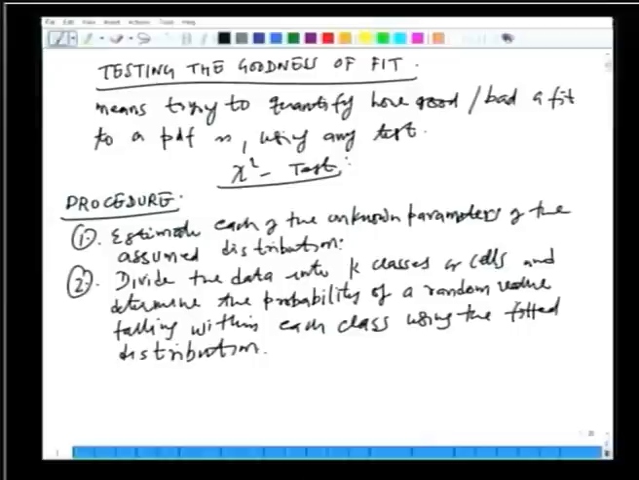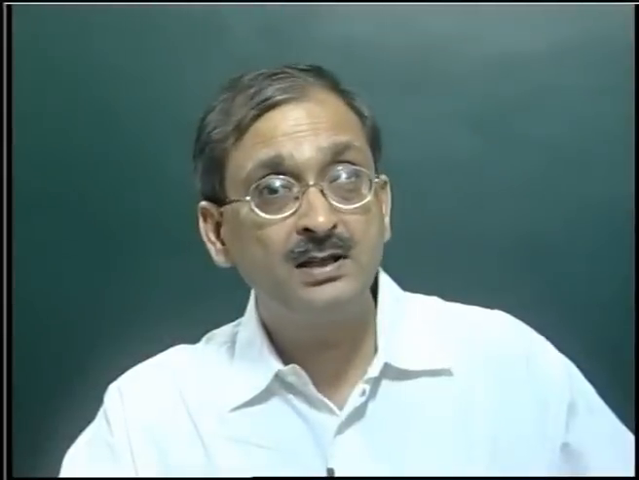So, these are the first two steps. In the first step we just estimate the parameters of the assumed distribution, or we just fit the distribution and find the values of the parameters, either using the method of moments or maximum likelihood or whatever. Once we have done that, the next step is we divide the whole range of data into k classes. For example, let us say you have the annual rainfall, the minimum value is 0, the maximum value is 100, we can divide it into 5 classes: the first one from 0 to 20, 20 to 40, 40 to 60 and so on.